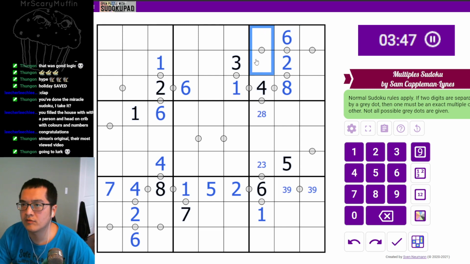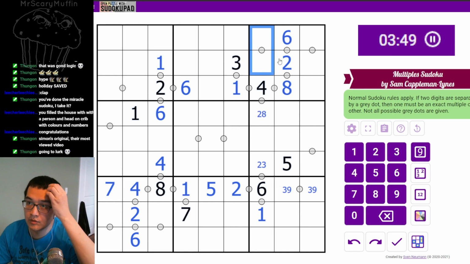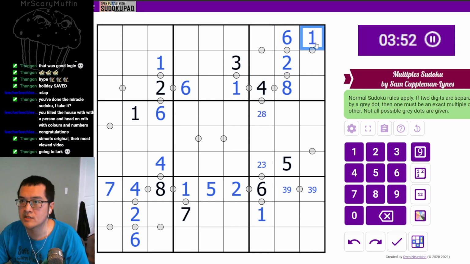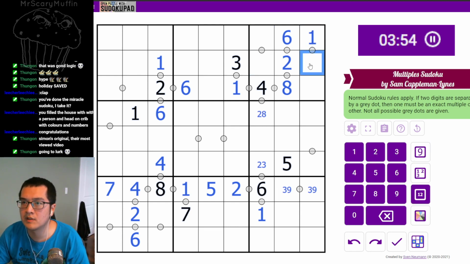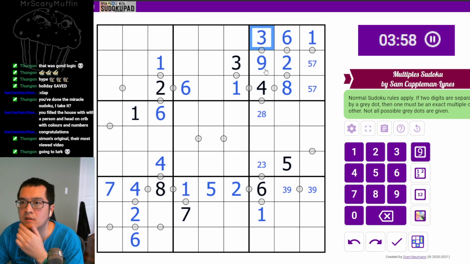Again, we have 5, 7, only one of them can go with the 1s, which would be up here. Actually, that's the 1. So this is a 5, 7, and then this is the other 5, 7. That's a 3, 9 pair. Like so.